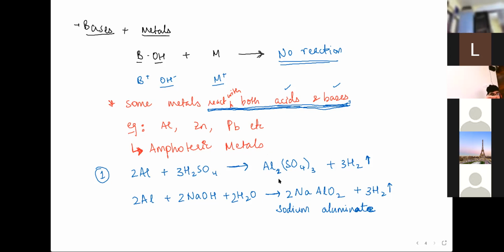See, for example, take aluminium sulfate. Here the cation is aluminium, and sulfate is an anion formed from sulfur plus oxygen. Similarly here, sodium is the cation, that's why sodium, and the anion is formed by the combination of aluminium and oxygen. That's why aluminate. So the pattern is the same. Similarly, nitrate is NO3 minus, so nitrogen and oxygen. So aluminate is aluminium and oxygen.